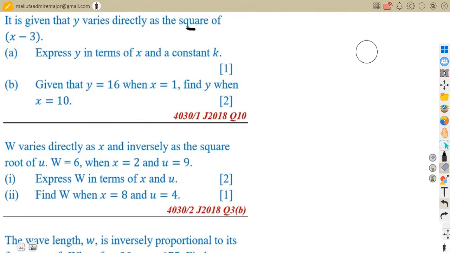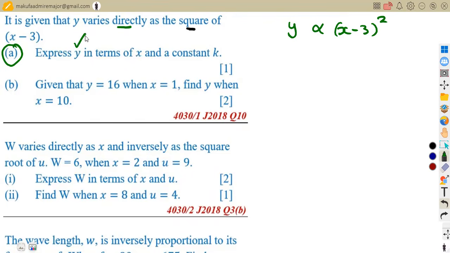So be careful when you are given a word problem, because they don't write out for you what we are supposed to formulate. It's a direct variation here. Y varies directly as this, so we just write it as it is, x minus 3, but that's the square of it. That is the statement that we are given here. Take note on item A: express y in terms of x and a constant k. We need y, we need x, and the constant is also involved.